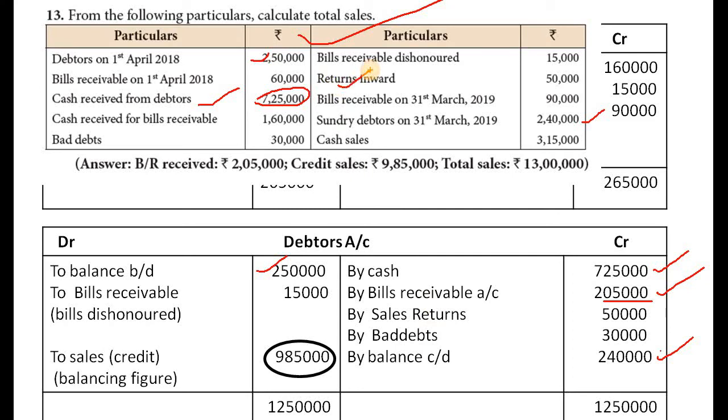Returns inward, that is our sales returns, and bad debts will reduce the debtors amount. So it is getting entered on the credit side. Once a bill is dishonored, he becomes our debtor again. So it is increasing the debtors account. So bills receivable dishonored will be entered on the debit side of the debtors account. After entering these details, if we balance the debtors account, we will get credit sales as the balancing figure. Here the credit sales is 9,85,000.